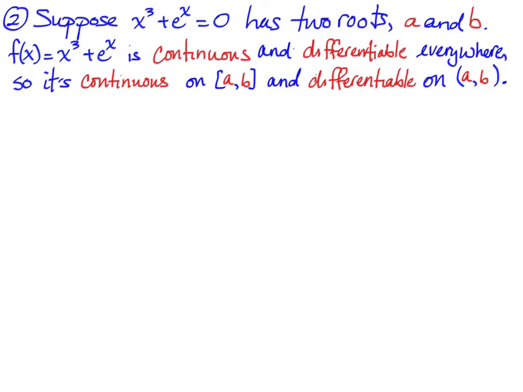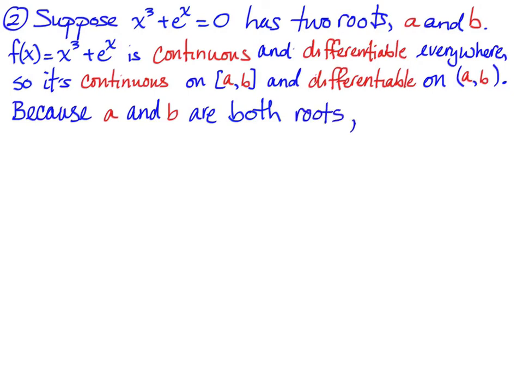So now, those are the first two hypotheses of Rolle's theorem. The third hypothesis is that f of a and f of b are the same. So the two roots have the same y-coordinate. Well, they do because they're both roots. So f of a is equal to f of b. Okay, so now we can apply Rolle's theorem.